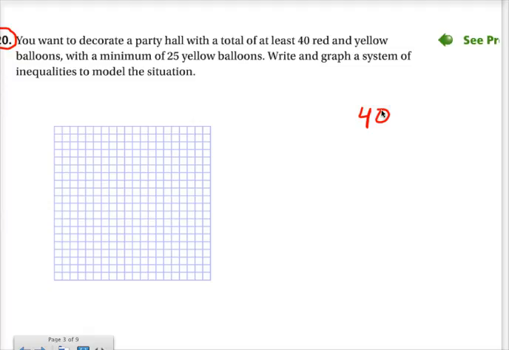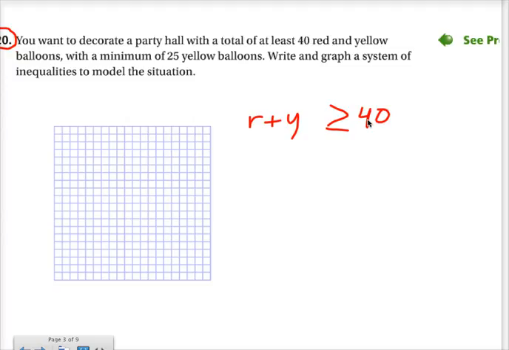And I saw at least 40, which means it could be exactly 40, or it could be more. They want the balloons to be at least 40, so at least 40 would be 40, 41, 42, anything higher than that. And we're going to use red and yellow balloons. So this 40 is about total balloons, and I don't know anything other than the fact that they want both red and yellow balloons. So r plus y has to be greater than or equal to 40.